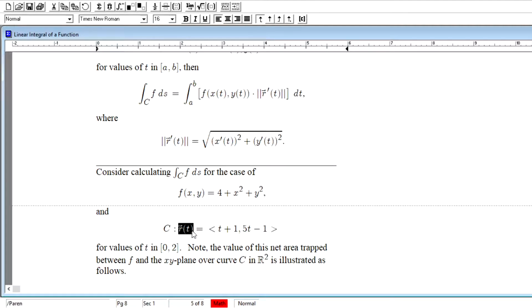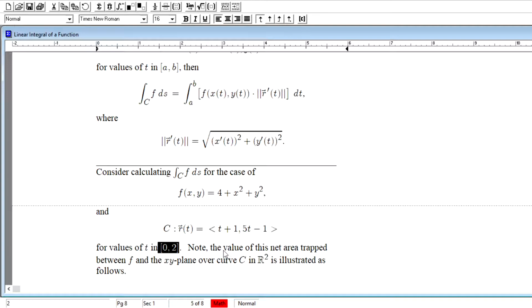It's defined by this vector valued function r bar of t equal to this parametric description of position in two dimensions. X equal to x of t is equal to t plus 1, and y equal to y of t is equal to 5t minus 1 in this description. And we're going to consider calculating this linear integral operator applied to f over c with respect to arc length over c, where c is parameterized in terms of t, with the values of the parameter being considered in the interval from 0 to 2.